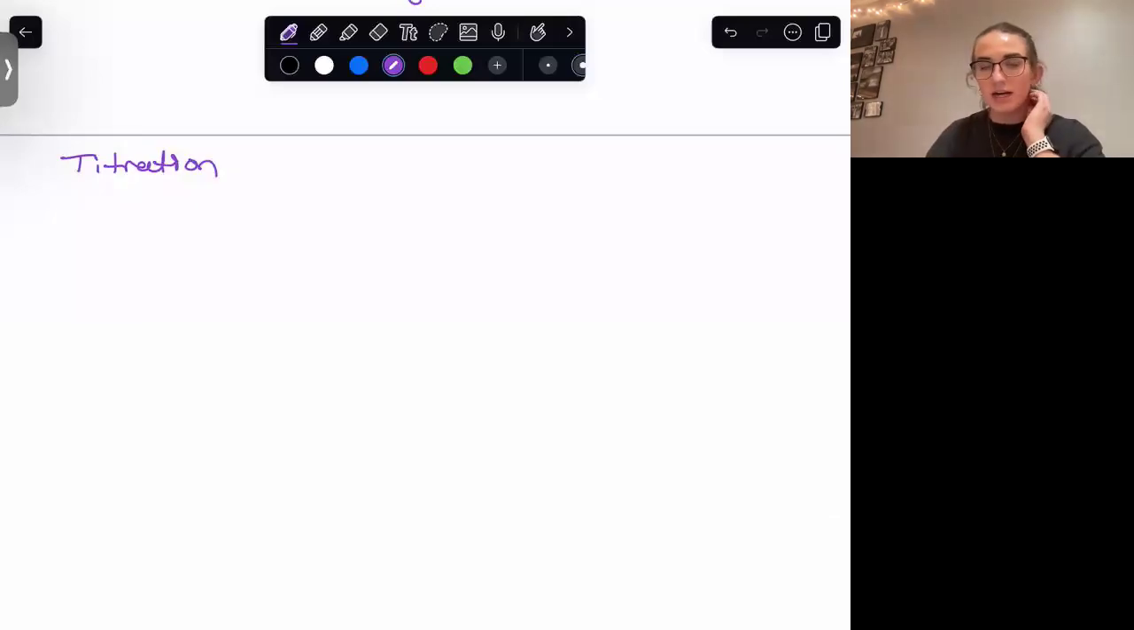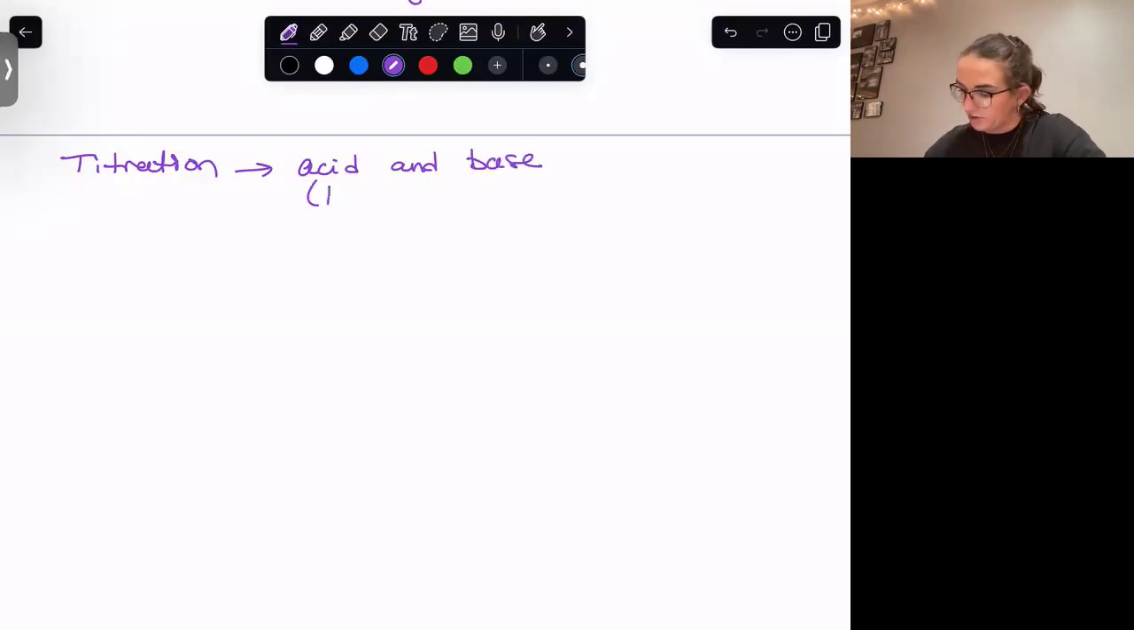Okay, so when we do titration, remember this is always going to be an acid and base reaction. Your acid will have an H and your base will most likely have an OH minus.